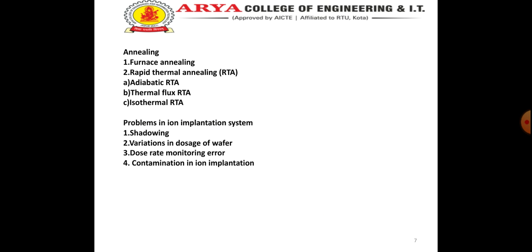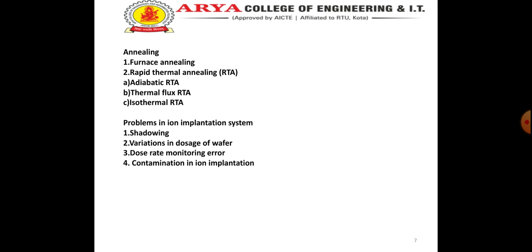In our next slide, we are having annealing. Annealing. After the ion implantation process, the edges of wafers are damaged. Annealing is required to repair the lattice damage and put dopants on substitutional sites where they will be electrically active. Now we are having types of annealing.